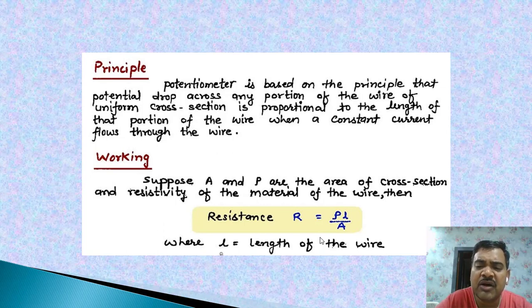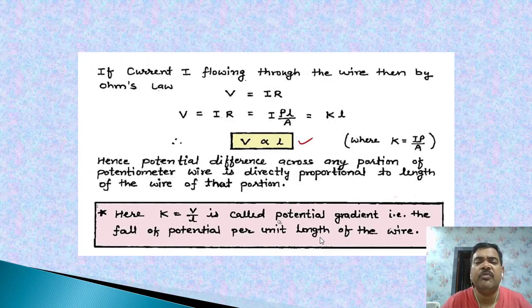Working. Suppose A and rho are the area of cross section and resistivity of the material of the wire, then resistance R equals rho L upon A, where L equals what? Length of the wire. If current I flows through the wire, then by Ohm's law V equals what? V equals IR. In place of R we substitute rho L upon A, so V equals what? KL, as I, rho and A are what? Constant. So V is proportional to L.